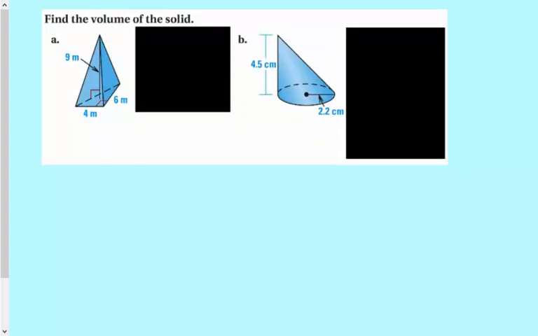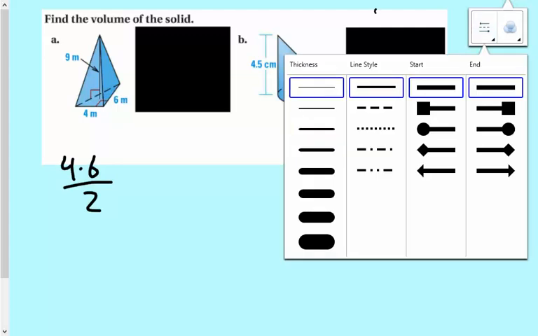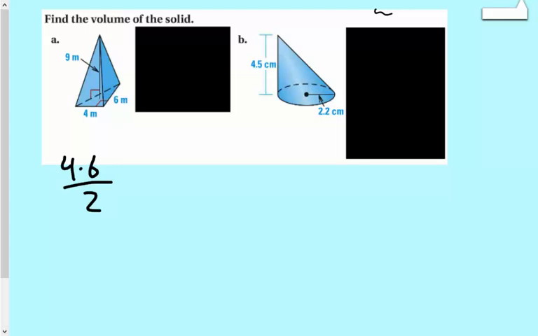So here we have what looks like a right triangular pyramid. I'm going to find the base, so I need to do 4 times 6 divided by 2. That's the base, 1/2 base times height, just a triangle that we're going to start off with there. And then that times the height, which is 9, and then all that divided by 3, and that would be your answer.